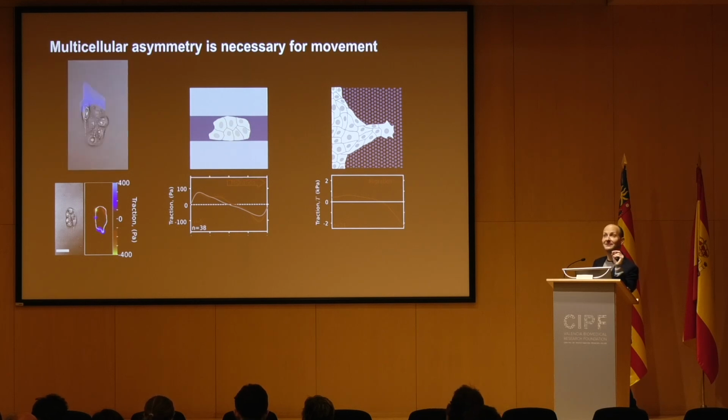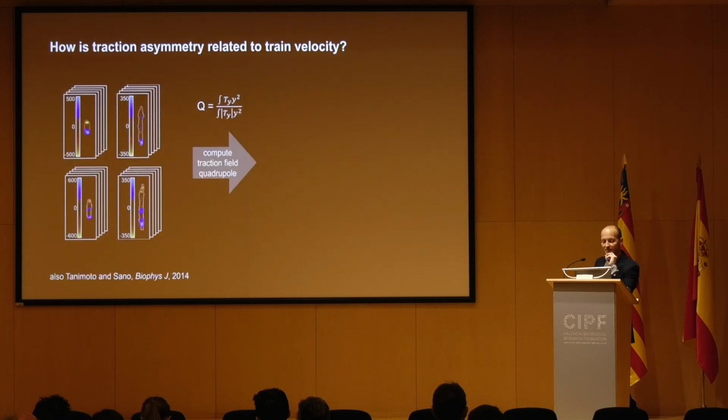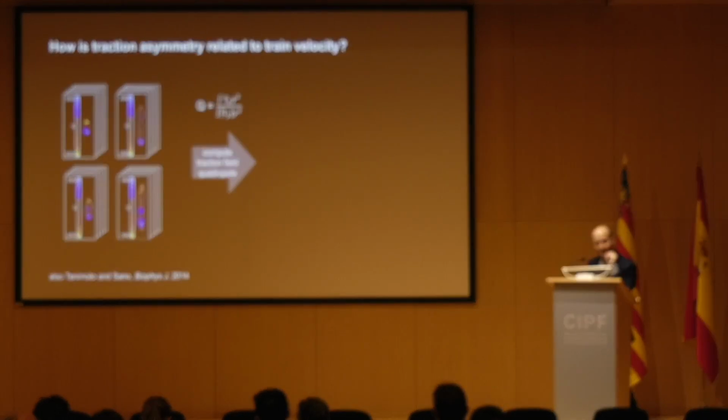I would say in some cases they do, in others they don't. So as requested by referees, we tried many other systems, like monolayers and clusters of cells, and we found the same: the cells that migrate have this asymmetric distribution of traction forces. So we decided to measure this asymmetry.